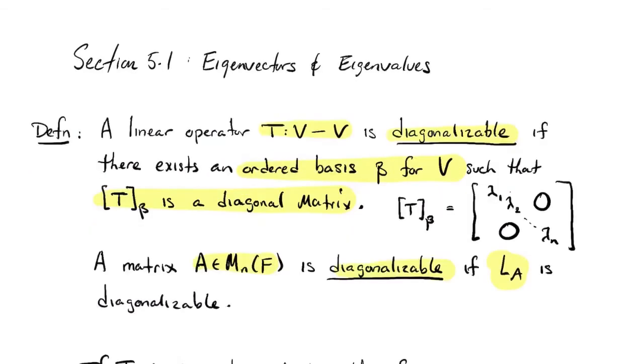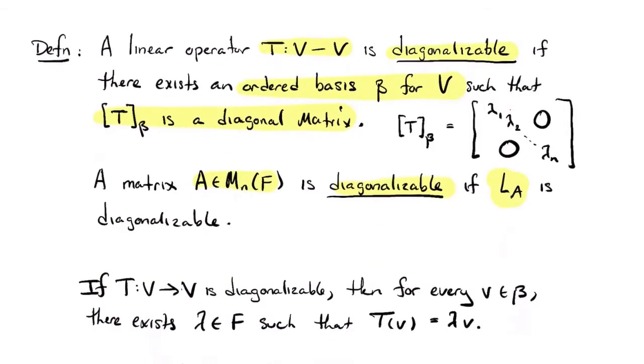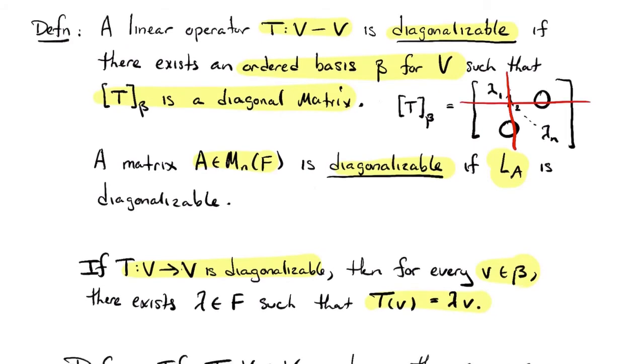Just an observation before we go on here. If you take a diagonalizable operator, and you pick a vector in the basis that makes the matrix diagonal, then it must be the case that when you take T of that vector, you get a scalar multiple of it back. That's because when you take T of that vector and write it as a linear combination of the basis vectors, the only non-zero coefficient is the one that corresponds to v. That's why it's a diagonal matrix.